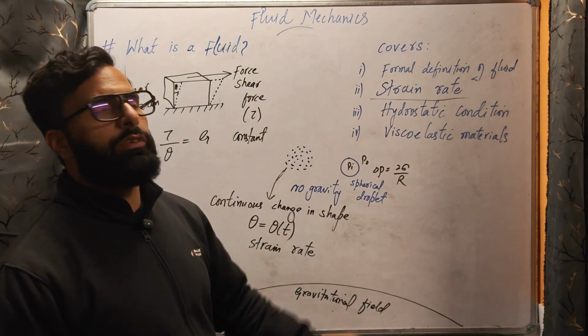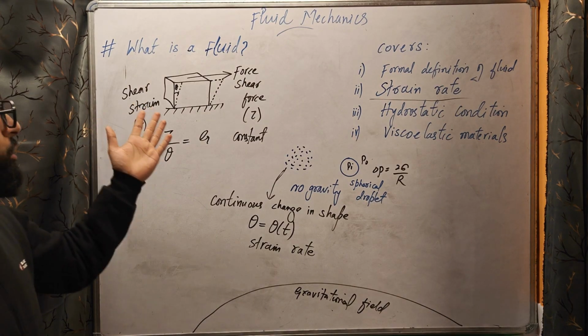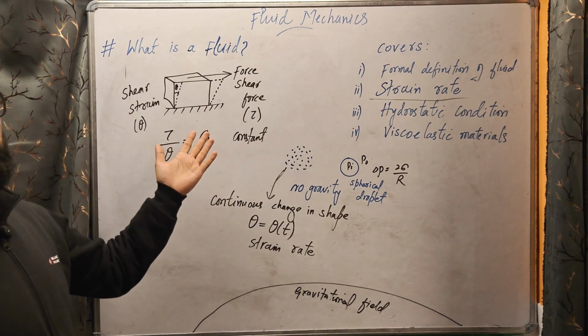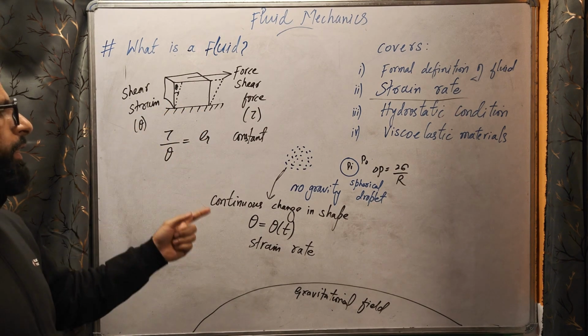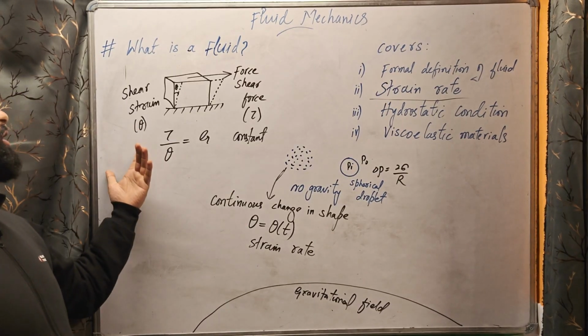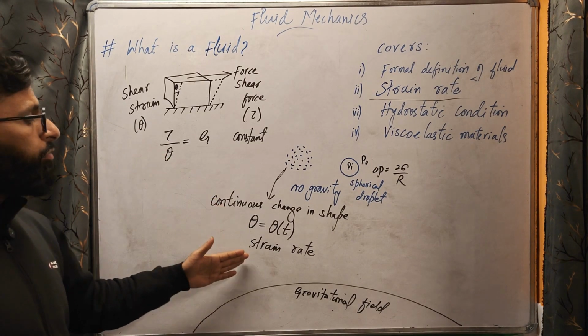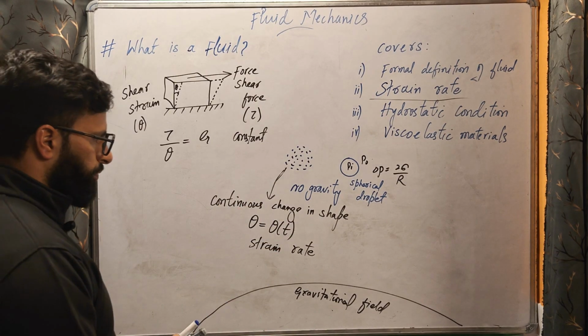This is where the formal definition of fluids comes in: solids change shape, solids deform by some fixed amount, whereas fluids deform continuously with time. So we use constant shear strain for solids, and we use strain rate for fluids because strain continuously changes with time.